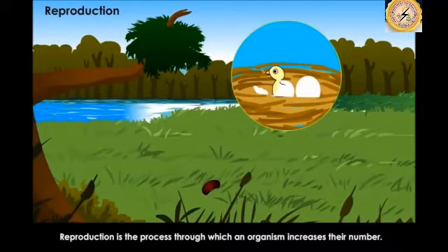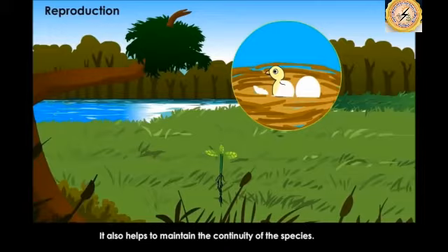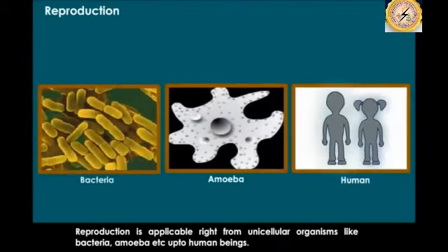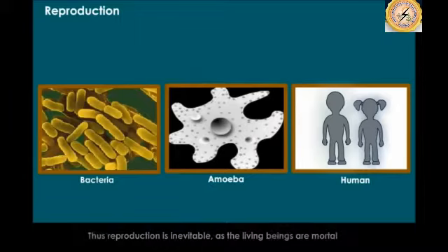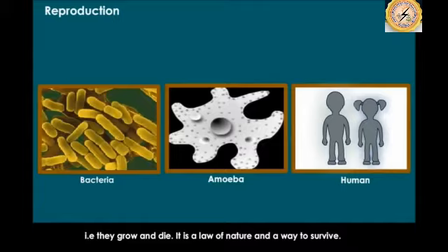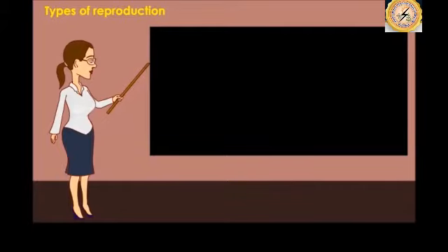Well, reproduction is a process through which an organism increases its number. So it is a process which also helps in maintaining the continuity of the species. It is applicable right from the unicellular organisms like the bacteria, amoebas, etc. up to the human beings also. So right from the smaller organisms to the larger ones. It is inevitable, that is exclusively necessary, as living beings grow and die. So it is a law of nature and a way to survive also.